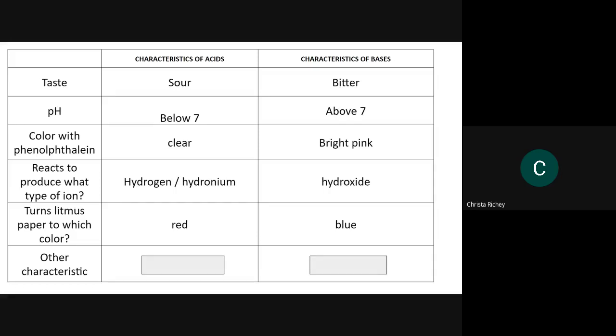Now, other characteristics, I could put lots of stuff here. You need to understand that both strong acids and strong bases will burn you. You think of Phantom of the Opera, you get acid on your face and it melts your face off. The bases don't quite do that, but if you get a base in your eye, and you don't flush it out immediately, it's probably gonna blind you. That's why it hurts when you get soap in your eye, because soaps are bases.